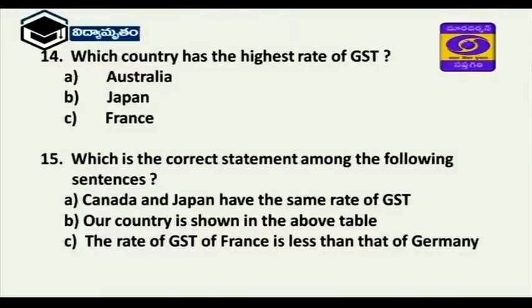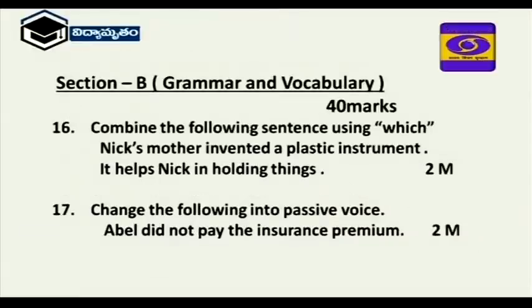Which country has the highest rate of GST? Australia, Japan or France? You just go studying the table again and answer the correct one. Next, which is the correct statement among the following sentences? Canada and Japan have the same rate of GST. Our country is shown in the above table. The rate of GST of France is less than that of Germany. Whatever statement you feel is correct, you can opt for it with its letter.